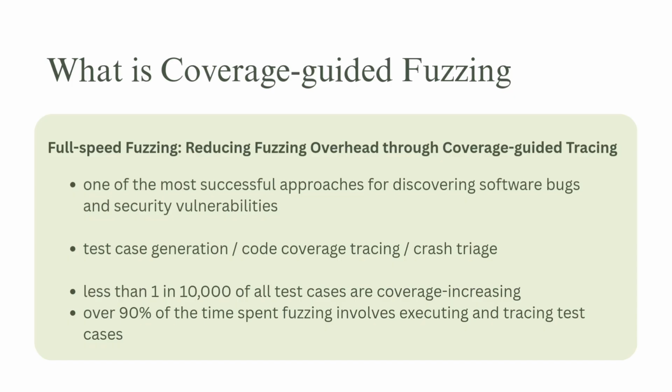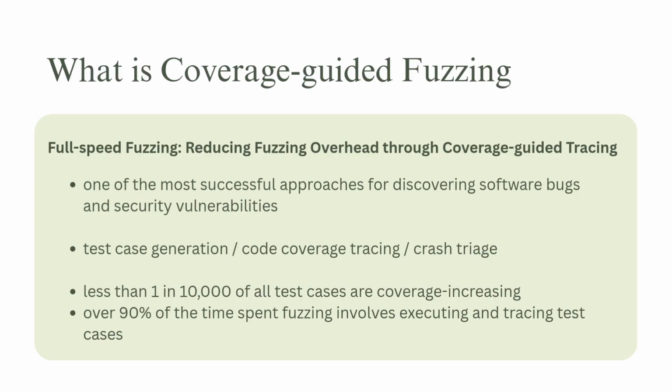Here we are going to explain what coverage-guided fuzzing is. Fuzzing has proven to be one of the most successful approaches for discovering software bugs and security vulnerabilities. A typical fuzzing workflow includes three main components: test case generation, code coverage tracing, and crash triage. Among these, coverage tracing plays a central role. It helps the fuzzer decide which inputs are useful to keep, to generate more effective test cases.